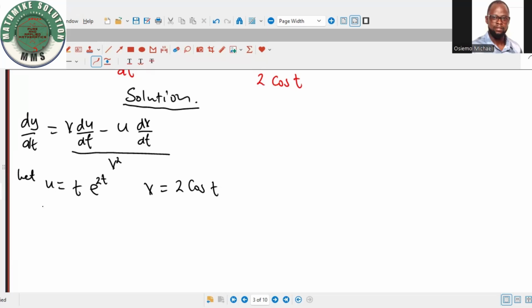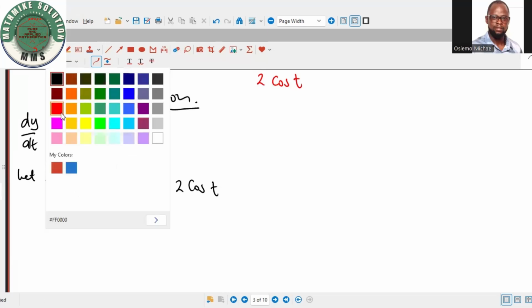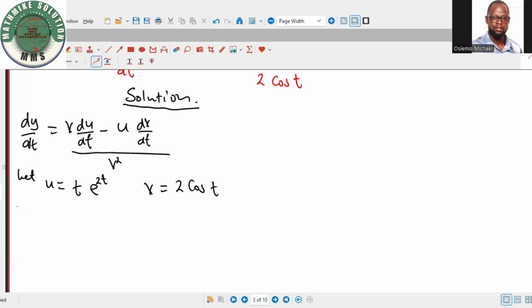Just to make you understand the product rule clearly, I want you to remember, if y is equal to uv, then dy dx is equal to, we hold v, then we differentiate u with respect to x, then plus, we hold the other function, which is now u, and then we differentiate the v function, dv dx. So let us apply the same scenario in finding du dt.